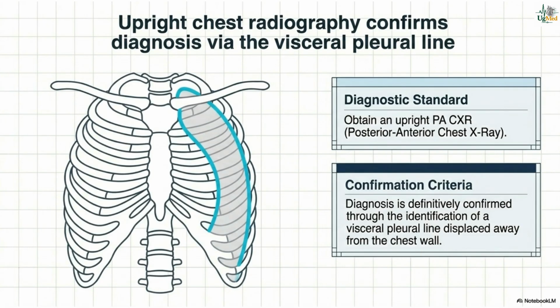The diagnostic standard is an upright chest radiograph. The hallmark finding is the visceral pleural line. Diagnosis is confirmed when this pleural line is seen separated from the chest wall, with an absence of normal lung markings beyond that line. Recognizing the visceral pleural line is one of the most important radiographic skills when evaluating suspected pneumothorax.